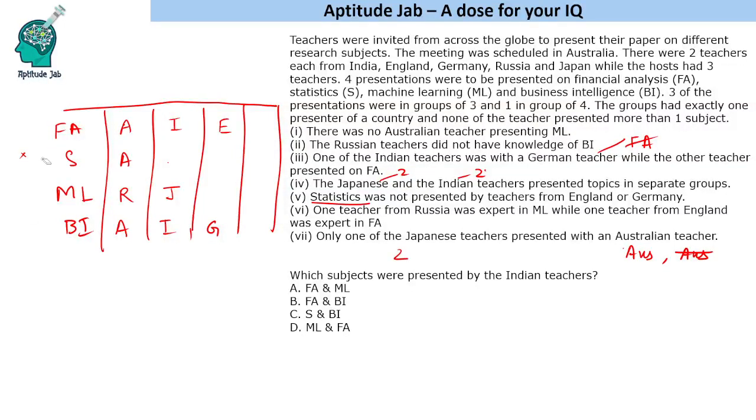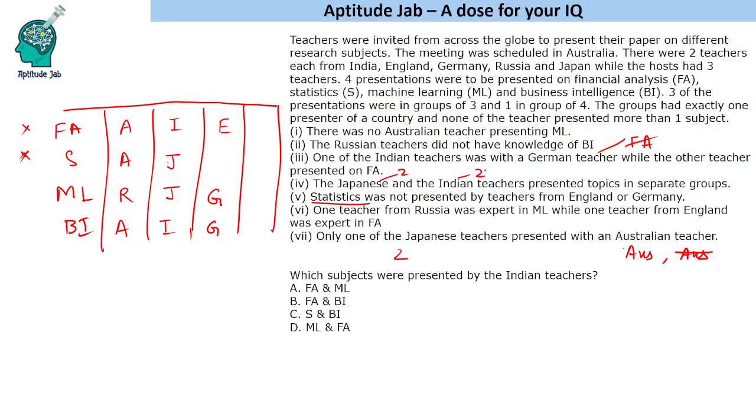It is already given that German is not in statistics. German will not be here, because otherwise this statement says that one of the Indian teachers was with a German teacher, right? If you put a German teacher here also, you will have two Indian and German teacher combinations. So this means that a German teacher cannot be here. We are already given that a German teacher is not here, so the second German teacher is in this subject. Also, Indian and Japanese teachers are not together, so that means the Japanese teacher will be in statistics.